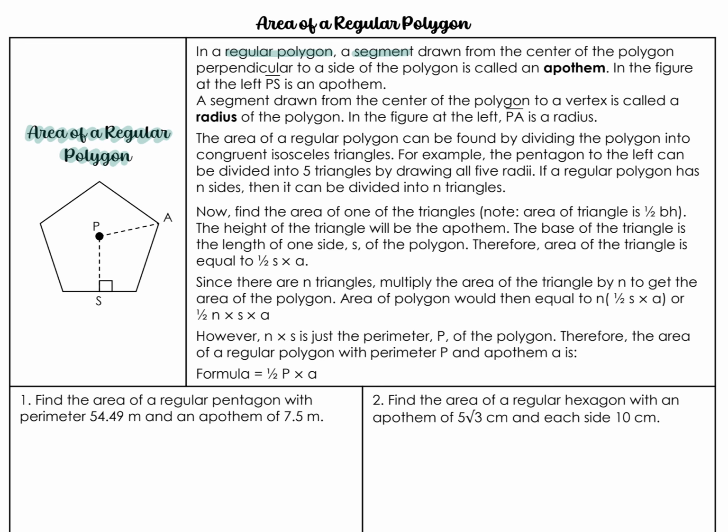A segment that is going to be drawn from the center of the polygon so that it is perpendicular to the side is going to be called an apothem. So in the figure to the left, we have that PS is an apothem. A segment that is going to be drawn from the center of your polygon to a vertex is called a radius. So in the figure to the left, PA would be a radius.